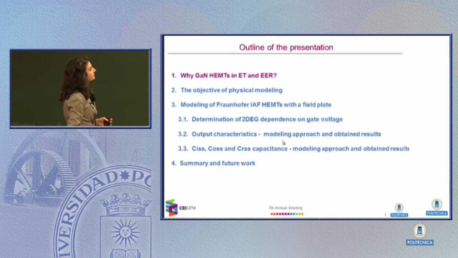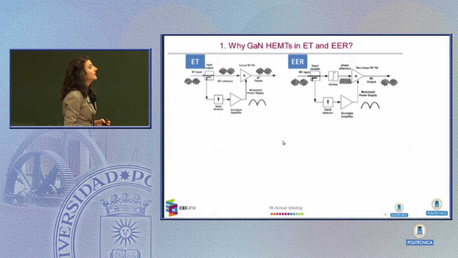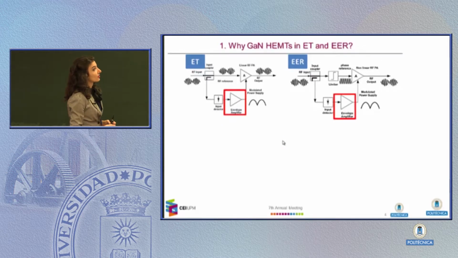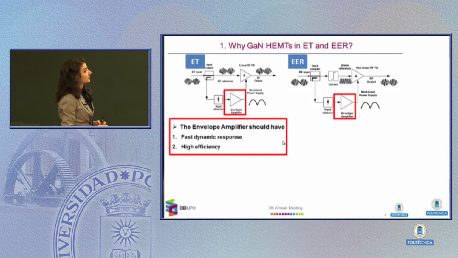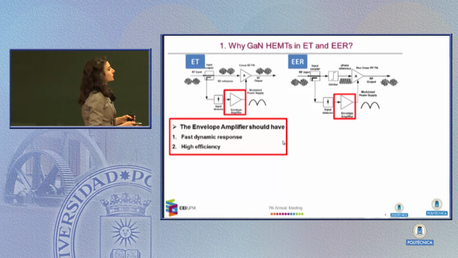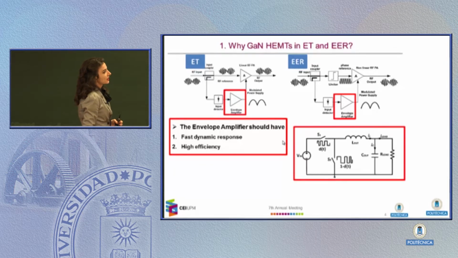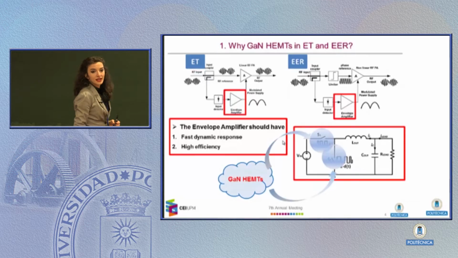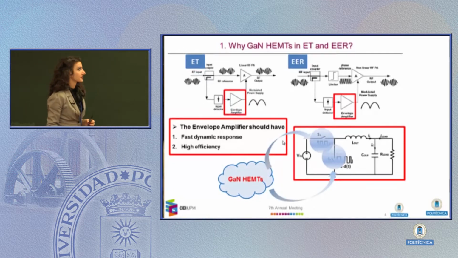So let's start. Why gallium nitride device in envelope tracking and envelope elimination and restoration? Well, as you probably already know, envelope tracking and envelope elimination and restoration techniques employ this dynamic power supply for radio frequency power amplifier called envelope amplifier. And this envelope amplifier needs to have, on one hand, fast dynamic response in order to track very fast signals, and on the other hand, high efficiency. So we propose synchronous buck topology with gallium nitride high electron mobility transistors as switching devices.